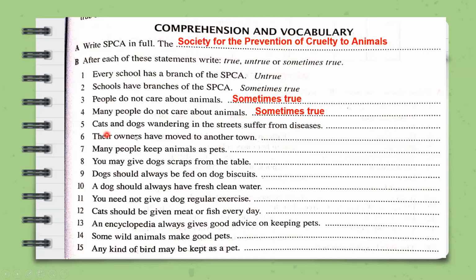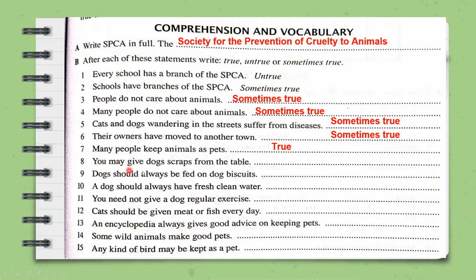Number five, cats and dogs wandering in the streets suffer from disease. Sometimes true. Not all the cats and dogs wandering here in our streets are suffering from diseases, but a few of them, so we will write sometimes true. Number six, their owners have moved to another town. Sometimes true, because sometimes owners move, or if they become ill and don't want to keep them. Number seven, many people keep animals as pets. It is also true. Many people, not all, but many.